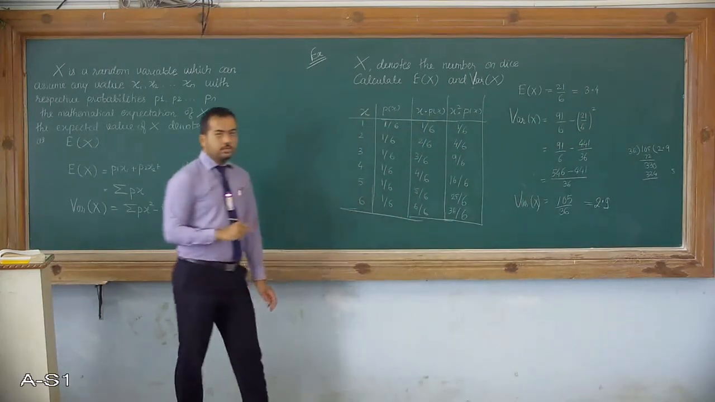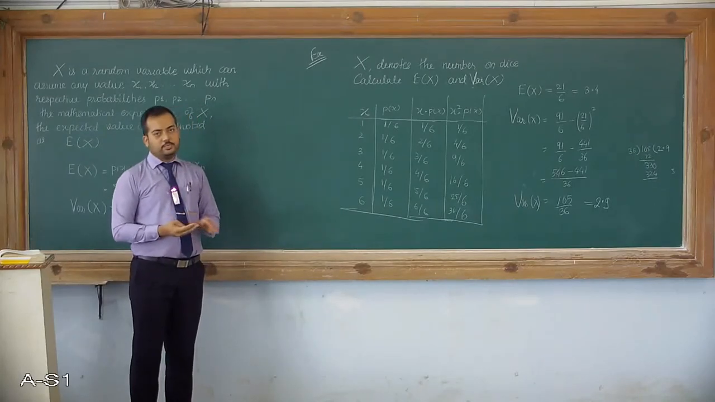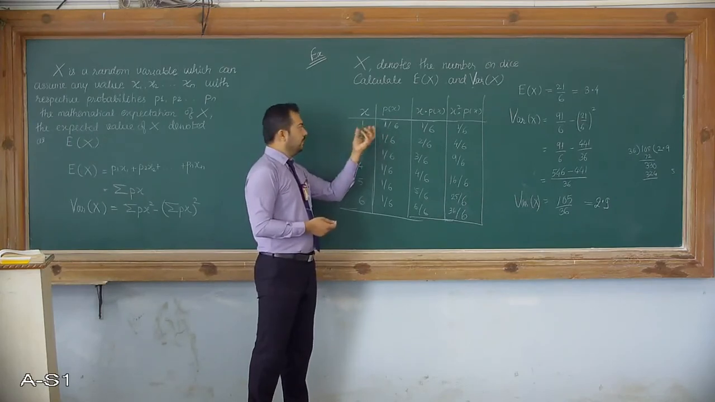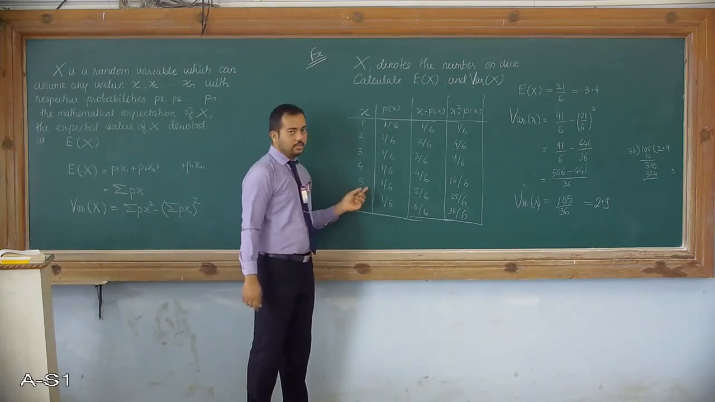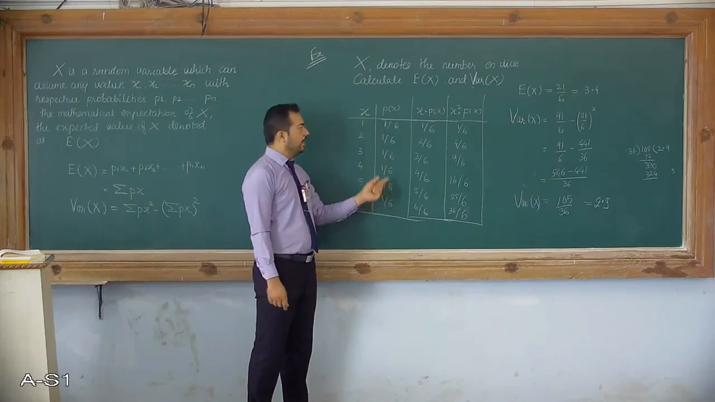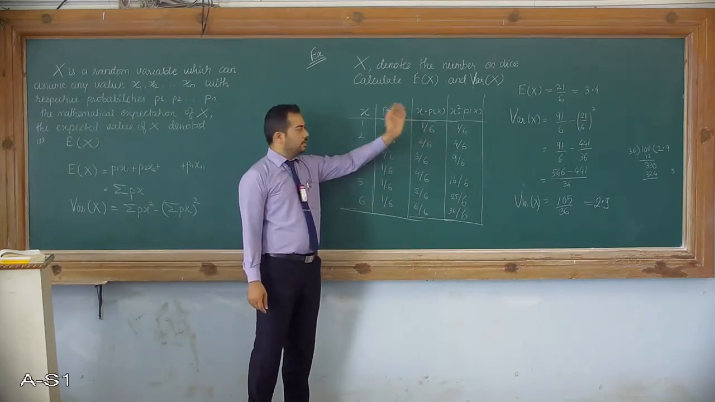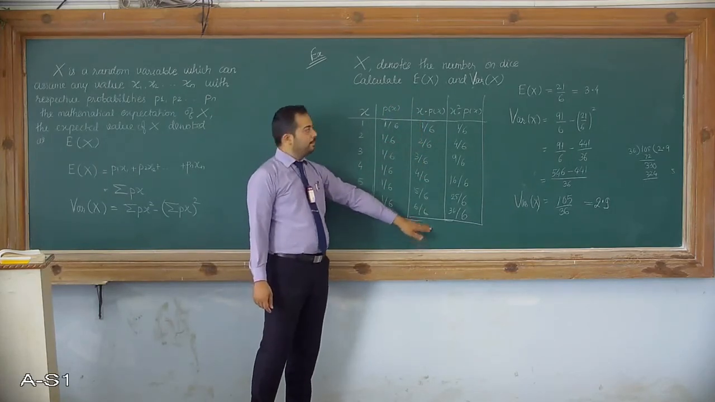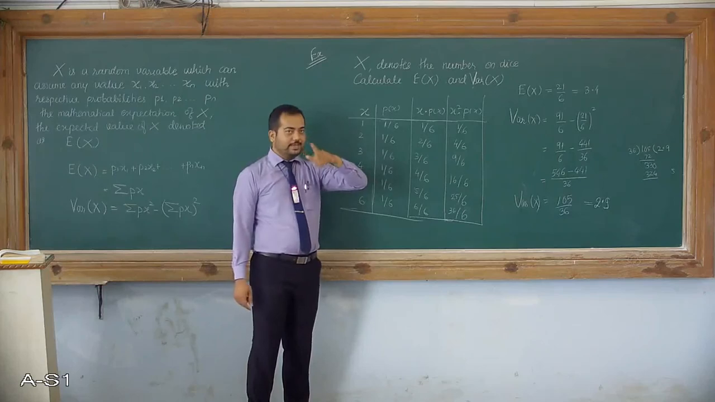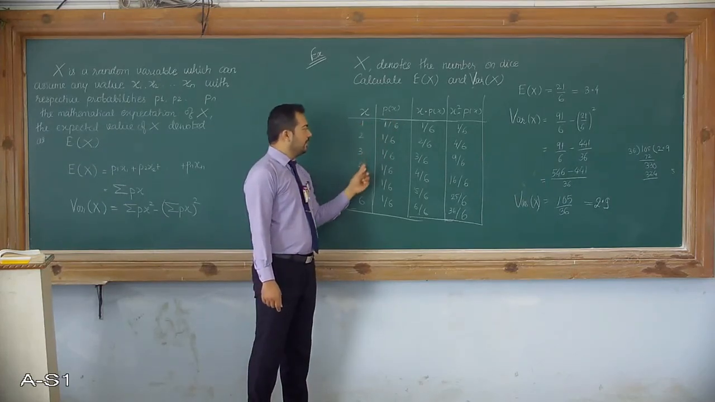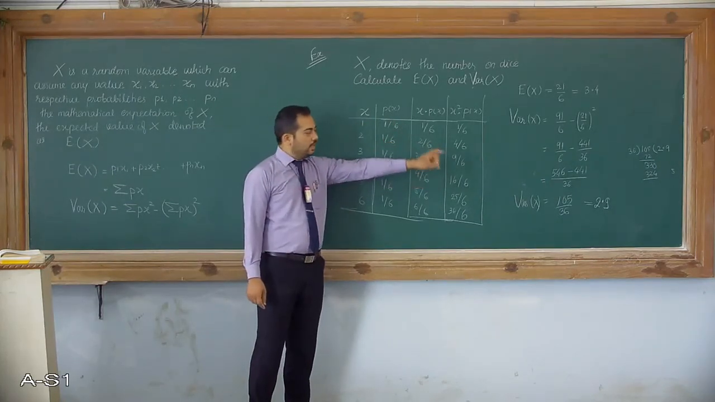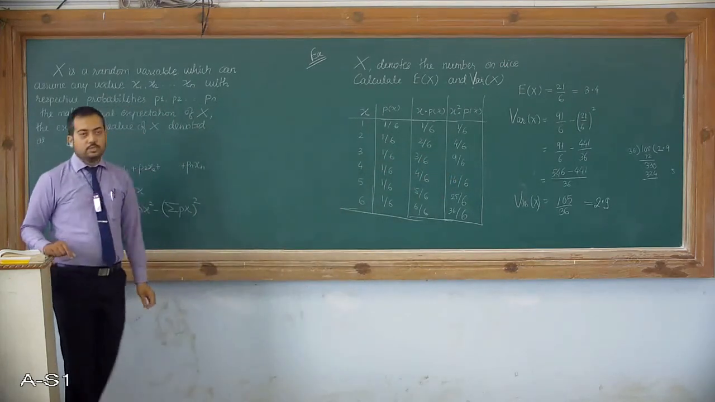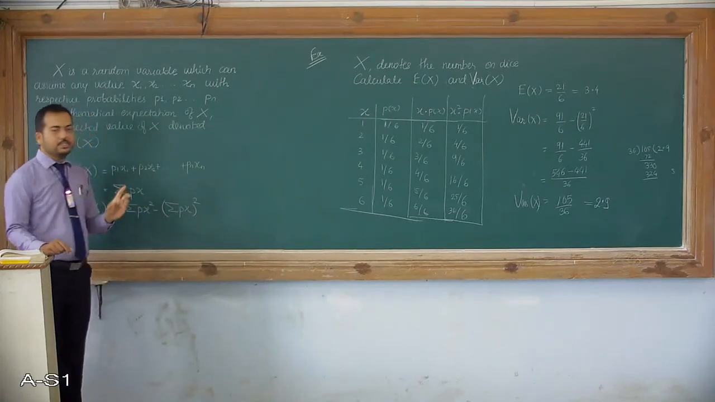So hope you have understood. Once you know how to find the probability distribution, the next thing is you need to multiply these two columns, the values of the random variable along with the probability. That gives us P X, which is nothing but x into probability of x. Their summation gives you the expected value. And to find the variance, we have to square all the x, multiply with the probability, and apply that formula, which gives us the variance of x. So we have understood the expected value of x as well as the variance of x.